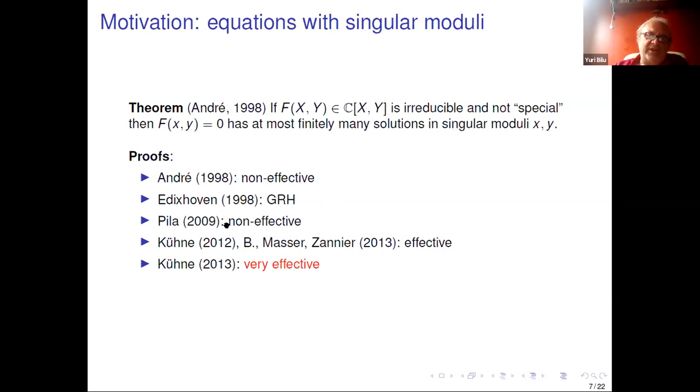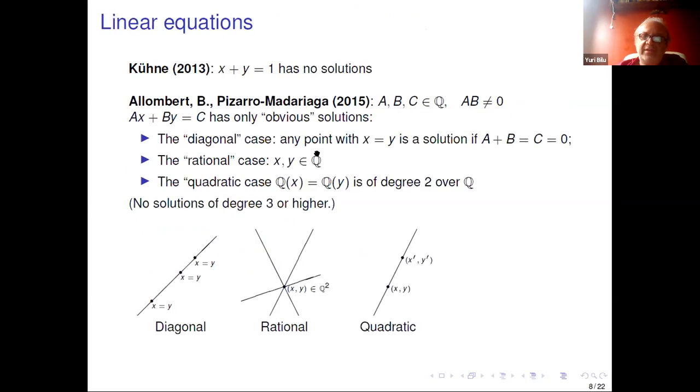But unfortunately, Andre's and Pila's proofs were non-effective. They used the Siegel-Brauer formula. Here perhaps I touch a bit on Alexey's research interests. So this made them hopelessly ineffective. The first effective proofs were given in 2012 and 2013, independently, one in the work of Lars Kühne, and the other in a joint work of myself with David Masser and Umberto Zannier. A year after, Lars Kühne gave a different proof, which I would call very effective because it could be easily transformed into totally explicit results. And this is what was done a few years after.